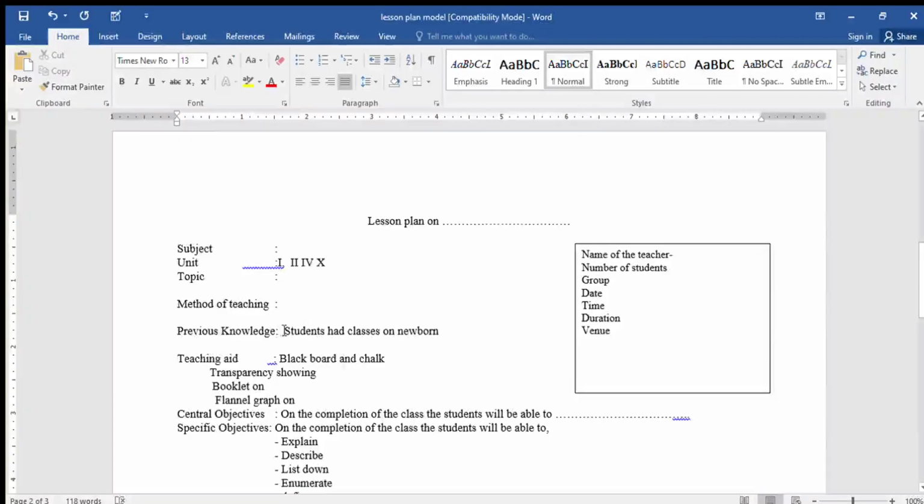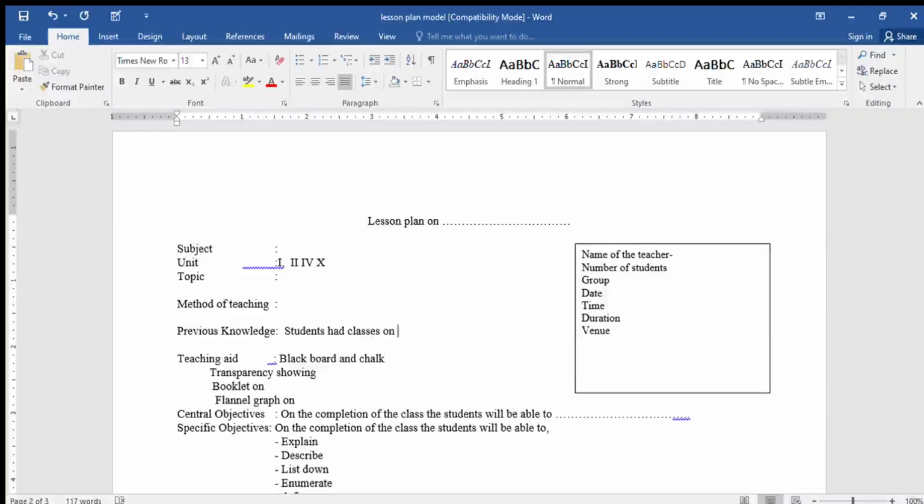Then previous knowledge. The student had classes on, so what you have to write here is for cirrhosis of liver. The topic was cirrhosis of liver. So which year, what was your first exposure to cirrhosis of liver? You might have studied in physiology, the applied anatomy. Applied anatomy means in anatomy you might have studied the applied anatomy of the liver. You might have studied in physiology the altered functions of liver, the cirrhosis of liver.